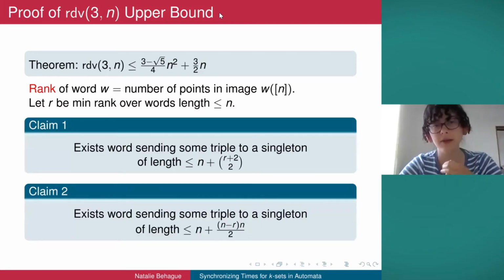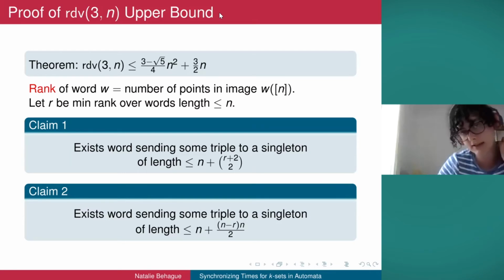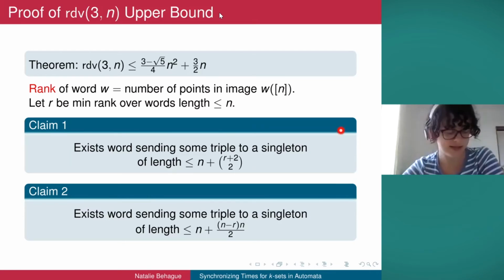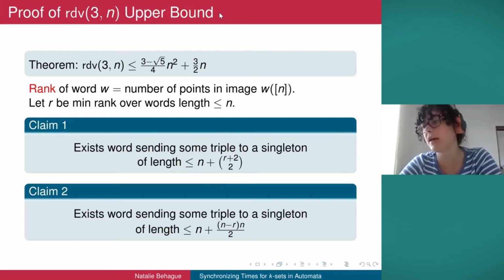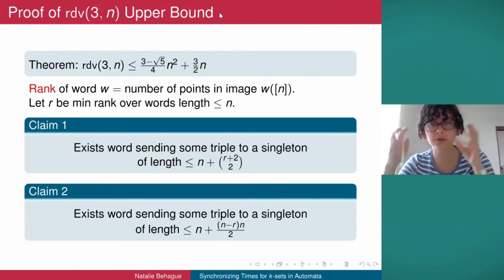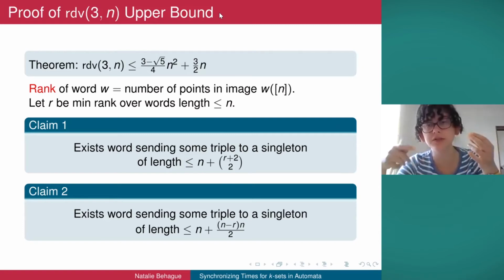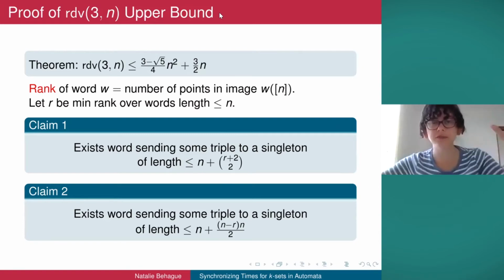We have these two claims, depending on whether R is small or whether R is big. The first claim, I think, is possibly the less surprising of the two. It says, if R is small, then we can find a word of not that big a length that sends a triple to a singleton. You can think of that as saying, R is small, so we can find a word which sends all n states down to quite a small set of states. Therefore, it seems likely that we can find a triple that gets squashed down to a singleton in not too many steps, because we have this word that squashes quite a lot together.